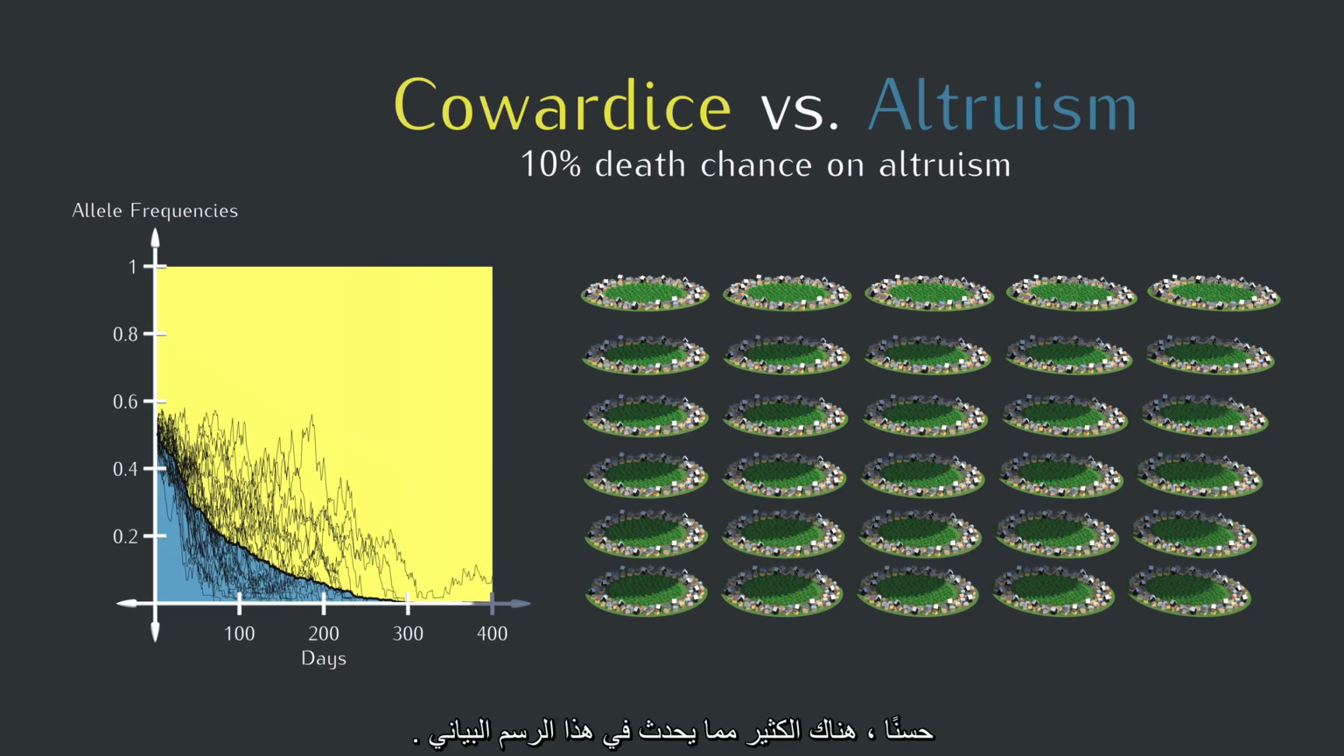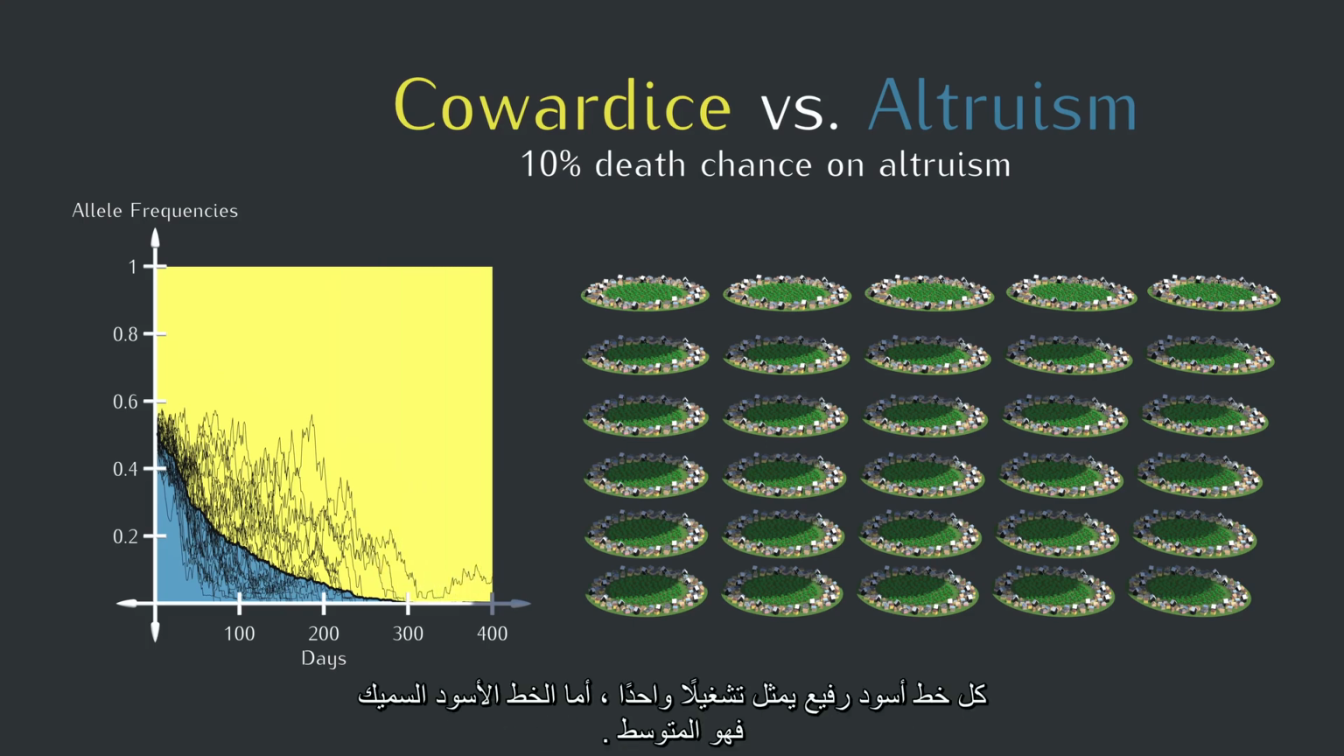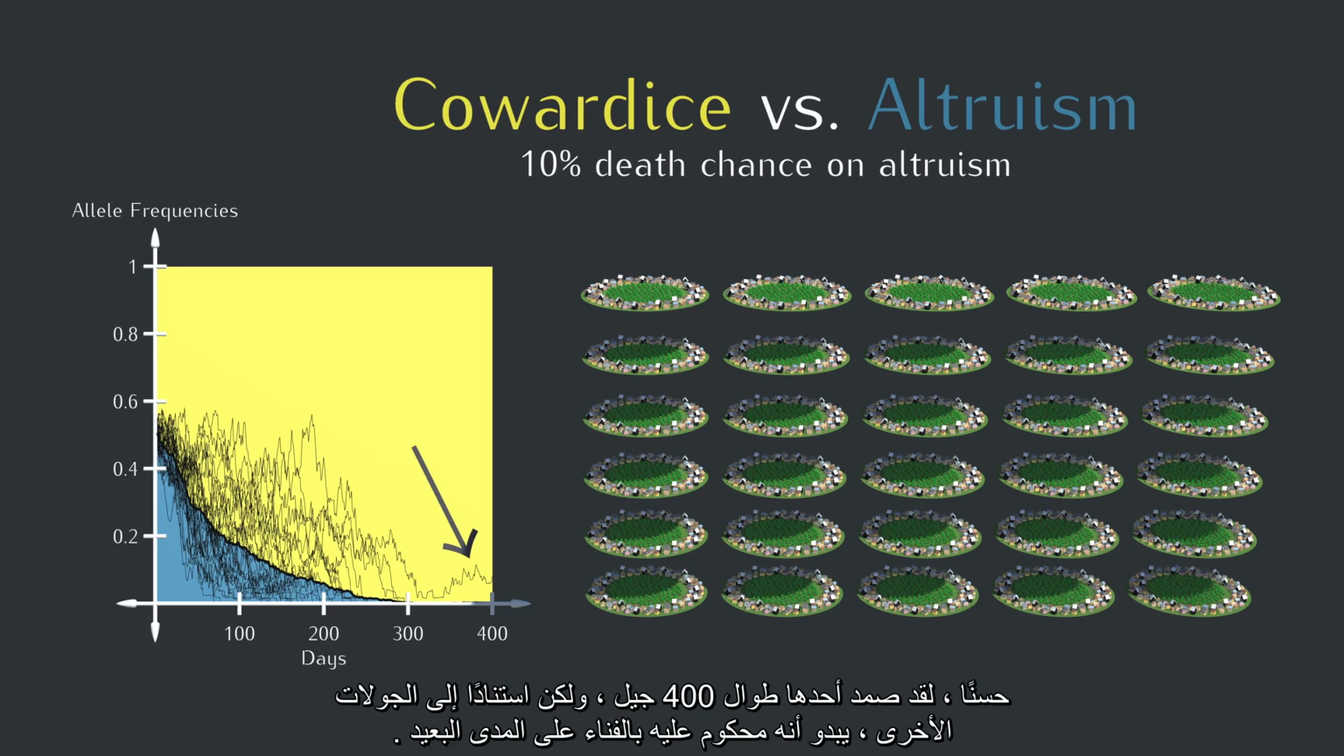Okay, there's a lot going on in this graph. Each thin black line is one run, and the thick black line is the average. In some runs, the altruism allele lasted longer than others, but extinction seemed inevitable. Well, one did hang on for all 400 generations, but based on the other runs, it seems like it's pretty doomed in the long run.